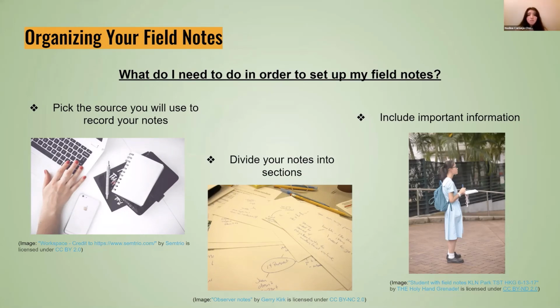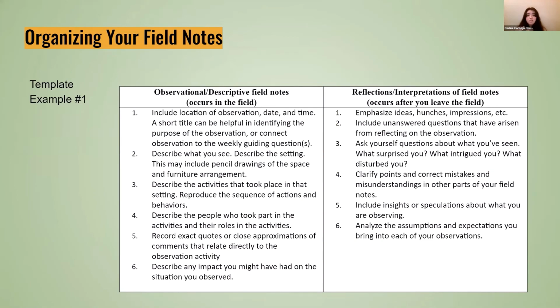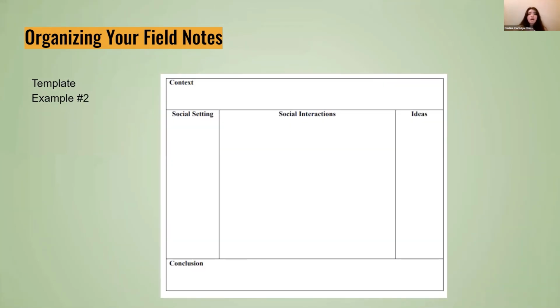So, like I mentioned before, there are a few ways you can do your notes. This is one. This is one of the templates, and this is what I was talking about, having your notes split in half, into two parts. Or you can also do it in this style where you have three different sections, and then you have the context, which is where you put the date, the time, that type of information, and then the conclusion, which could be the place where you do all your reflecting after you left the place and stuff like that.